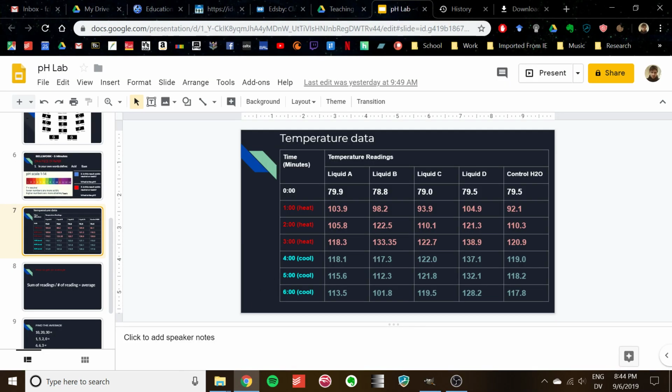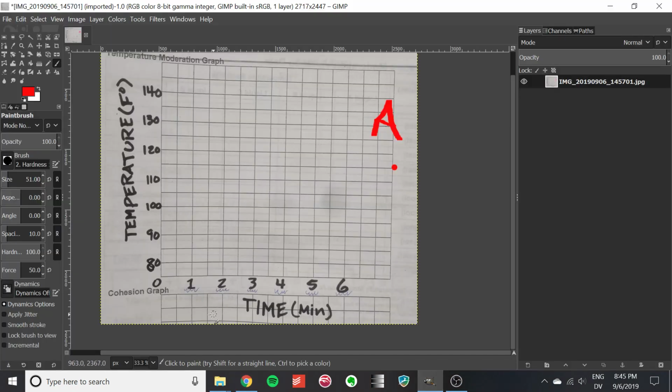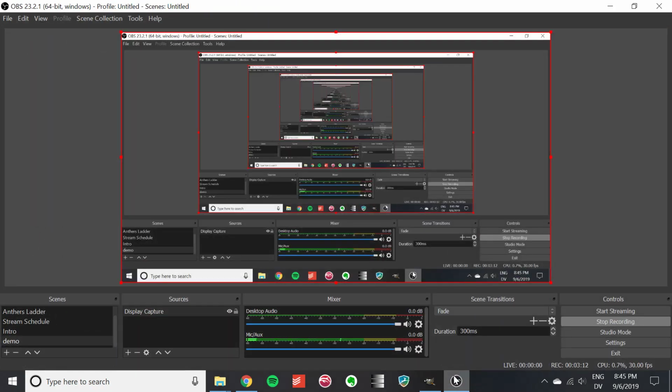We look at liquid A and we say, all right, at 0 minutes, it's 79.9 degrees. We go over to our graph and say, all right, here's the 0 minutes, because remember, this is our time. It's measured in minutes. 0 time, and it's 79.9. So each of these is going to be 5: 80, 85, 90, 95, 100. So if this is 80 and this down here is 75, we can just mark this right here, because this is 79.9. So that's our first point.